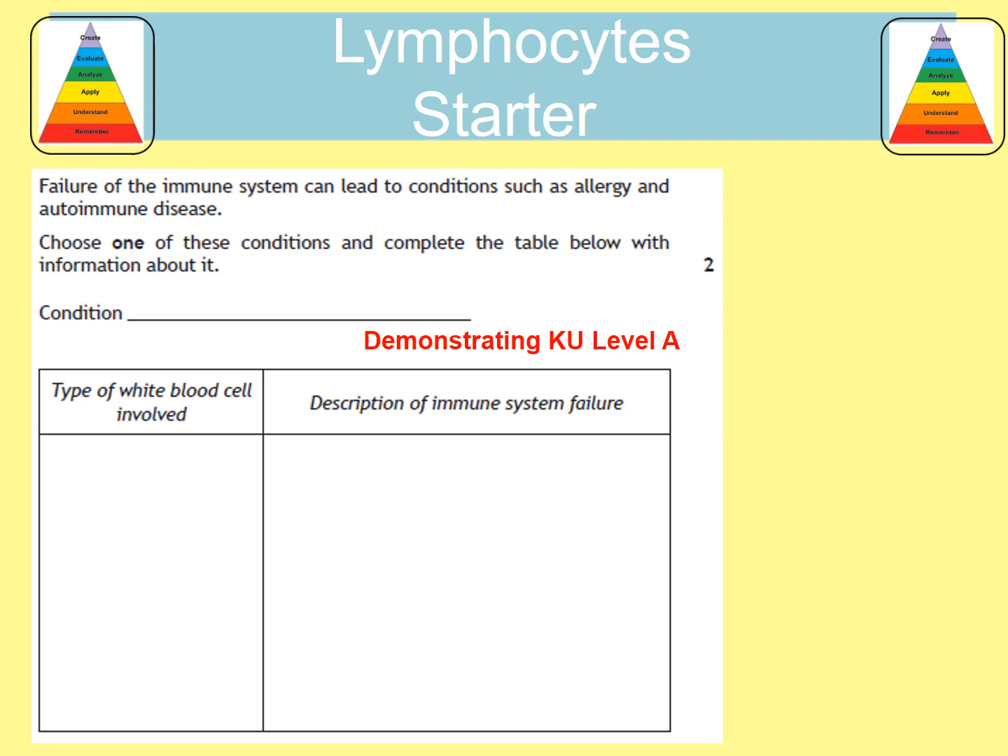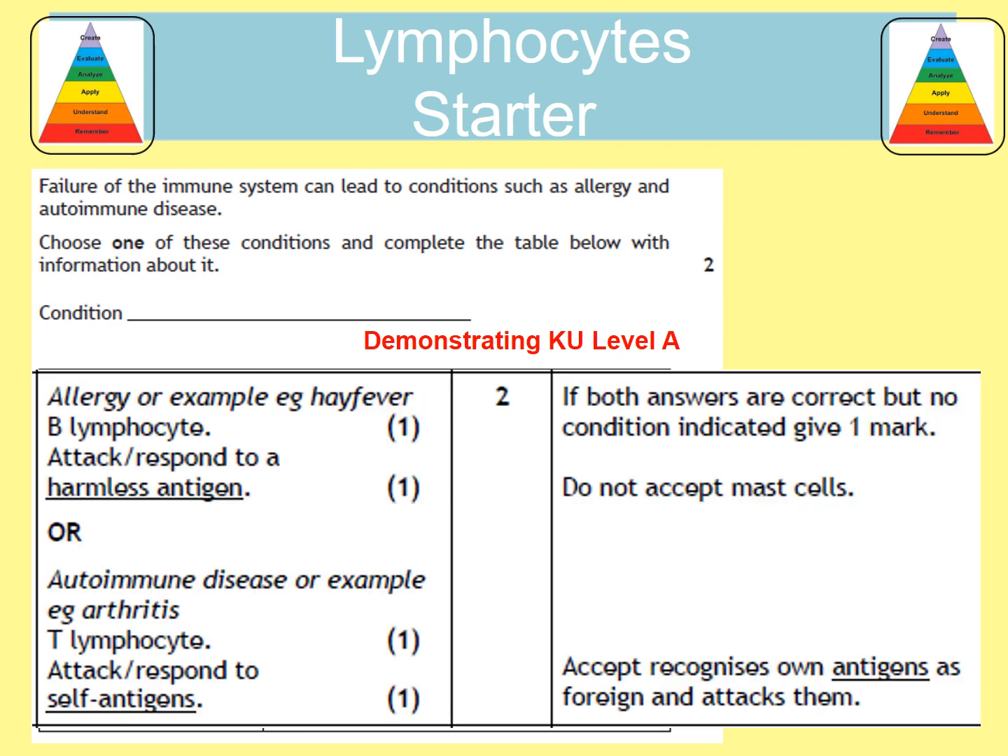For B lymphocytes, our example would be allergy, and B lymphocytes attack or respond to a harmless antigen. The condition of an autoimmune disease, or you could have named one of them, is a T lymphocyte, and it attacks or responds to self-antigens.